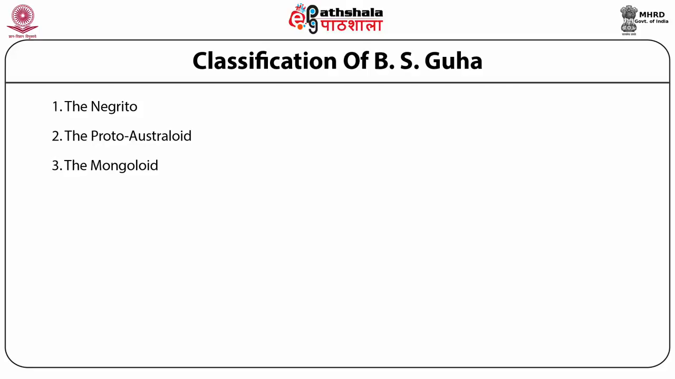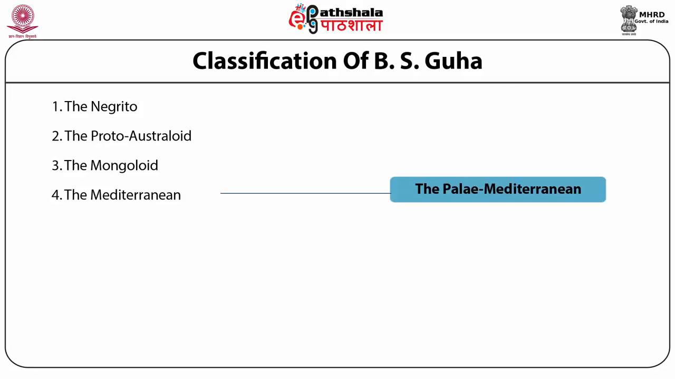The Mongoloid people entered India probably through the northeastern route in successive waves of migration. The Mongoloid comprises two types, namely the Paleo-Mongoloid and the Tibeto-Mongoloid. The Paleo-Mongoloids have again been subdivided into long-headed type and broad-headed type. Next is the Mediterranean. They comprise three distinct racial types. These are the Paleo-Mediterranean, Proto-Egyptian type.